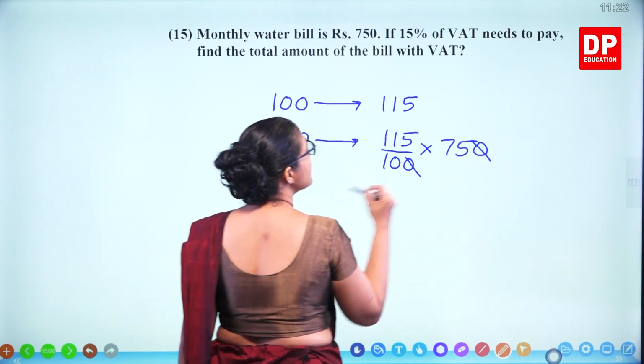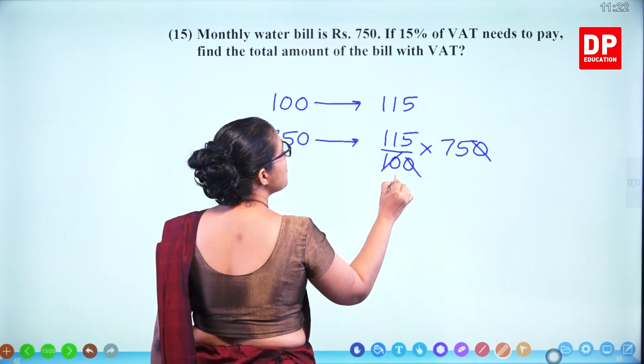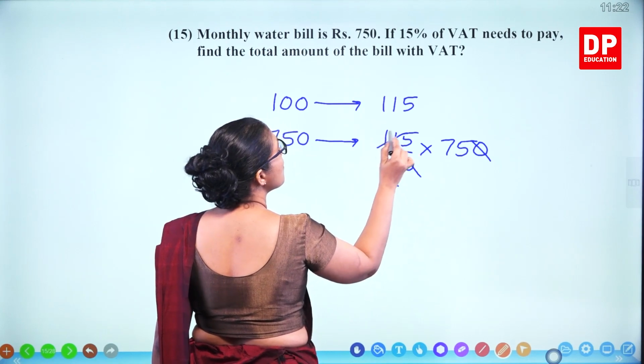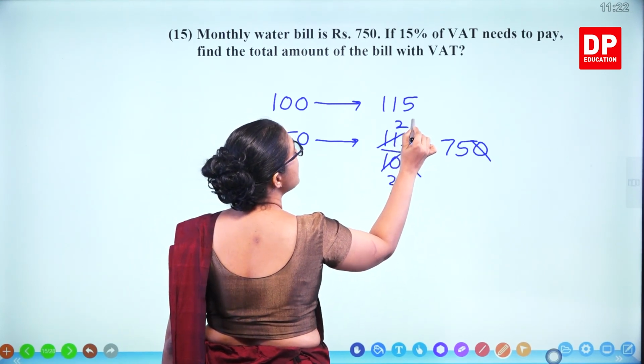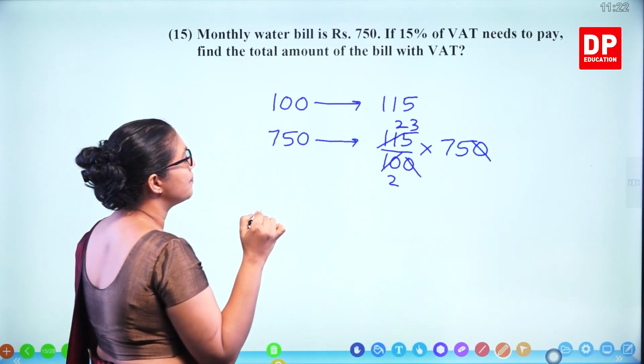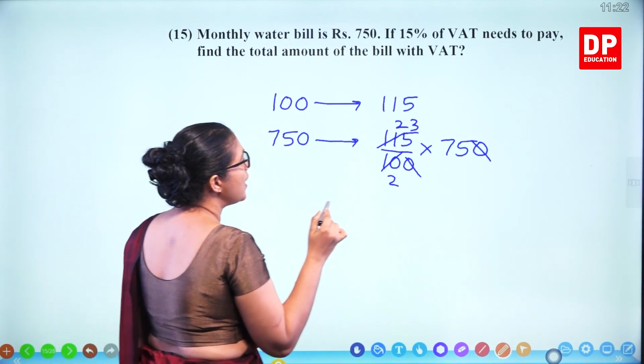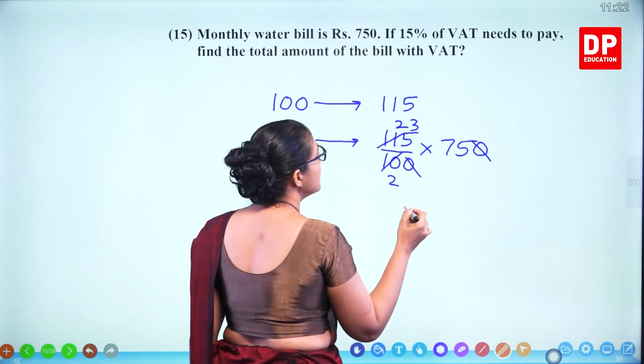1 0 get cancelled out. 5 times 2, 5 times 2, 10, and for 15, that's 5 times 3. So 23 times 75.